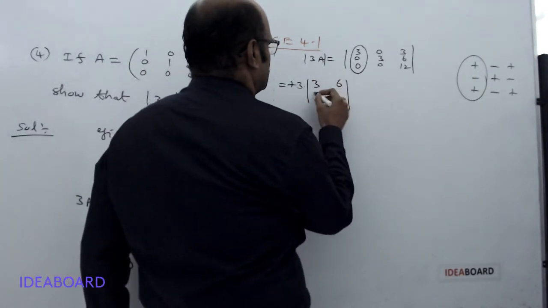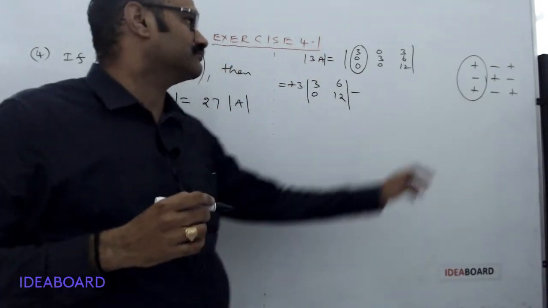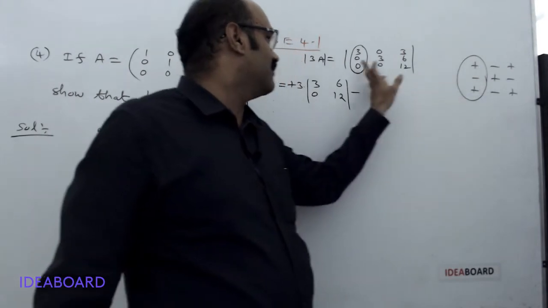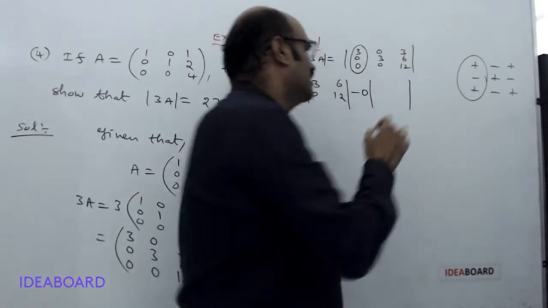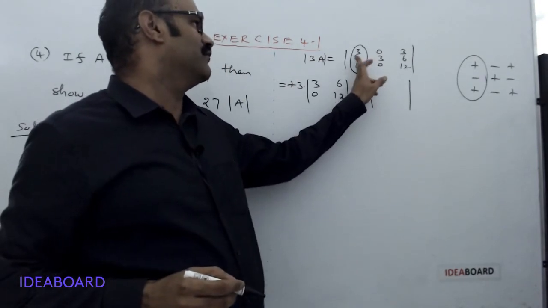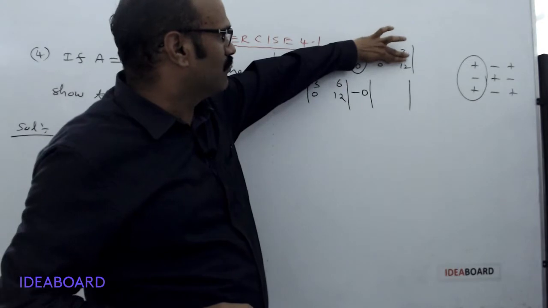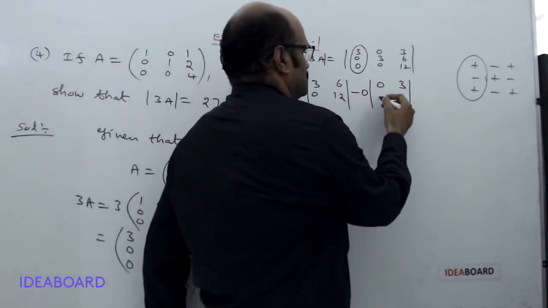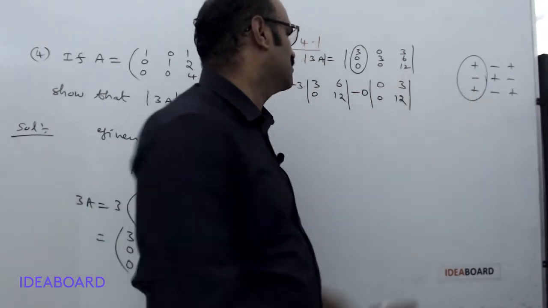3 6 0 12. Next minus, in the first column we are having minus, so minus 0 into, we have to write the minor of 0. Minor of 0, we have to remove this first column and second row. The remaining elements are 0 3, 0 12.